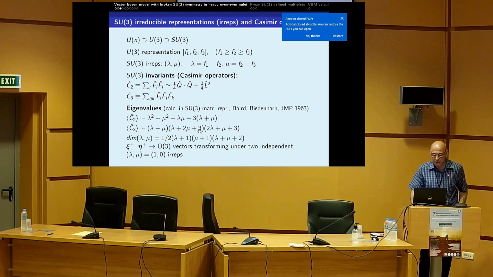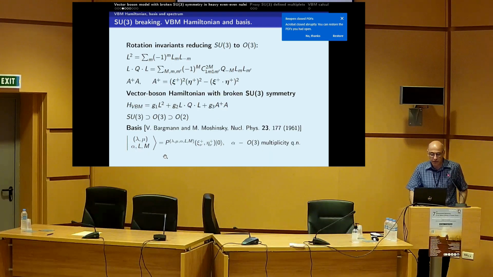Then this is the dimension of the representation, and what is important in this approach is that the two vector bosons transform as O3 independent with respect to two independent O3 irreducible representations with this form, lambda mu equal 1, 0. Then one can use these structures to create an appropriate model Hamiltonian.